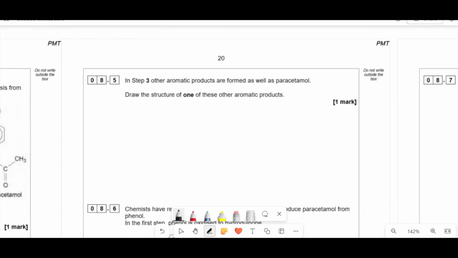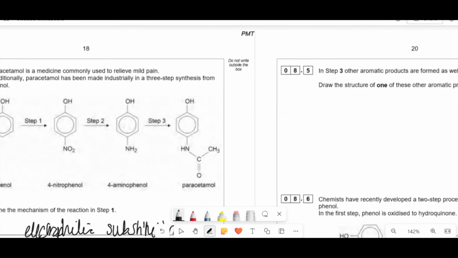So in step 3, other aromatic compounds are formed as well as paracetamol. Draw one of the structures. So if you look back here, what we've done is we've added an acyl chloride, remember? An acyl chloride always has a C double bond O and a Cl, right? This is a phenol, which can also react with this as well. What happens is the H of this OH is gone, and this Cl is gone. So you end up making HCl, and this C bonds over like this.